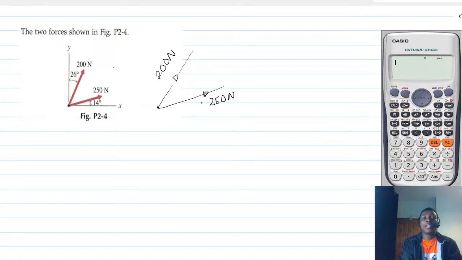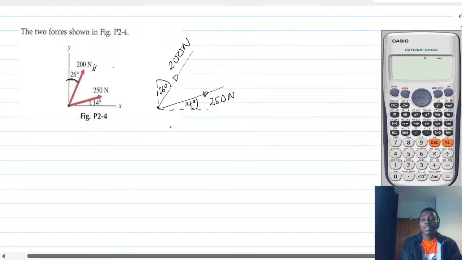But before we continue, let's note the angles. The 200 Newton force is making an angle of 26 degrees with the y-axis. So over here it's going to be 26. Now the angle that the 250 is making with the horizontal is 14 degrees, right?